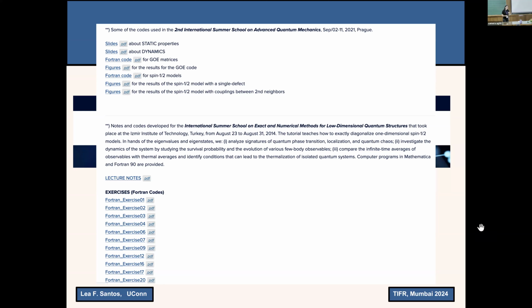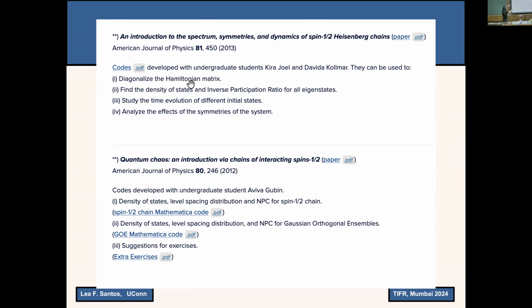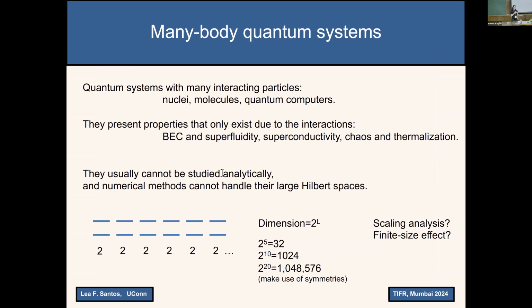Now the codes are in Fortran, right? Because I'm an old person, and there are some codes in Mathematica as well. But they are explained. So if you want to write your codes in Python, you follow the explanations, and you should be able. Okay. And if you scroll down even more, you will find there are these two papers, which are from the American Journal of Physics, which is at a level for undergrads, and it's written with undergrad students. And there, again, we provide some codes, mostly with Mathematica. And what are these papers about? Spin models, the ones that I'll be telling you about, discussing symmetries of these models and discussing dynamics in these models, okay?